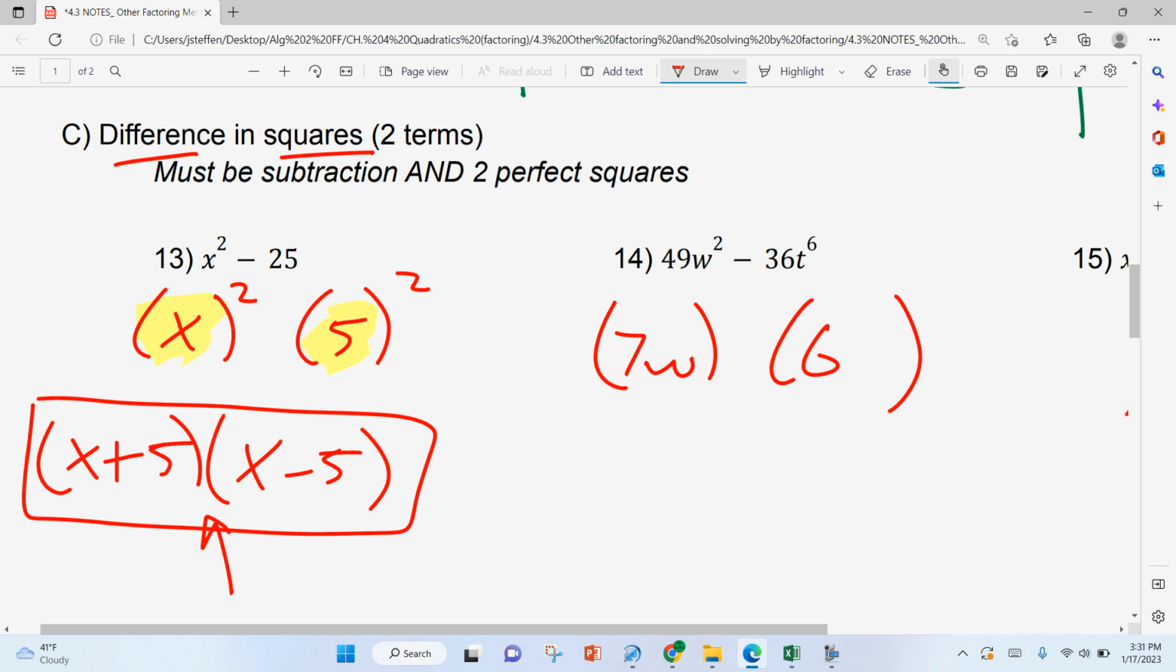Well, t to the sixth, a lot of people say that's not a perfect square, but it is because it's an exponent. So the easiest thing is, if it's an even exponent, you just divide it by 2. If it's an odd exponent, it's not a perfect square, and we can't do anything.